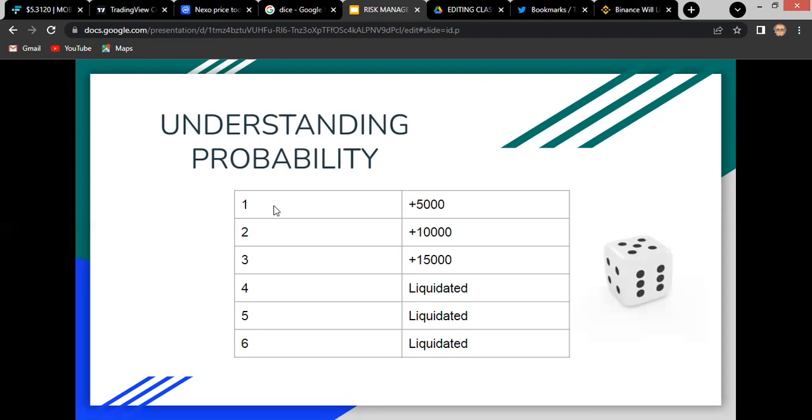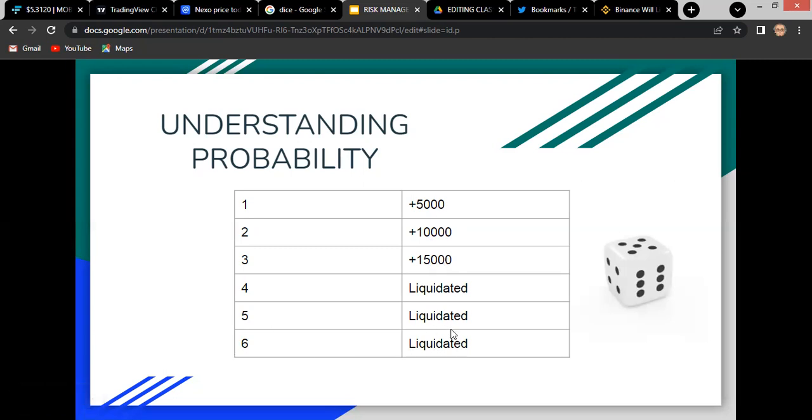Having that in mind, assuming you have a starting capital of $5,000, and you took your first trade, you got 5,000, you've doubled your money. You took the second trade, you showed up 10,000. You're making profit. You took the third trade, and then you made $15,000. And then you took the fourth trade, you liquidated. If you get 5, you'll be liquidated. If you get 6, you'll be liquidated.